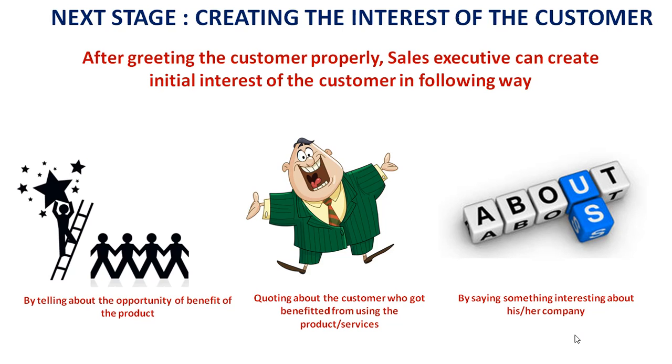And the sales executive can always say something about the organization. For example, if the sales executive is from an automobile organization, he can say that our organization is the leading manufacturer of automobiles in India, and of every 100 customers who buy an automobile product, 40 buy from our company, and for the past 10 years we have been offering the latest technology products with the latest features and innovations. So in that way, the sales executive creates the initial interest of the customers.